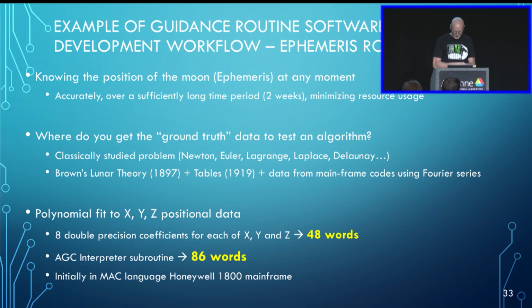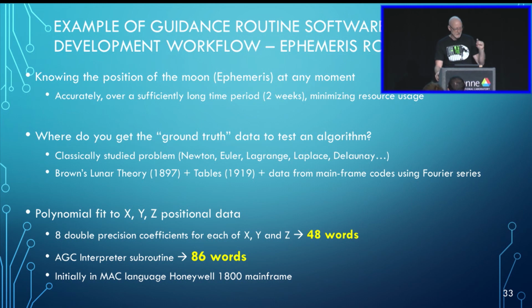I forget Brown's first name. But ultimately, combined with that early classical theory and Fourier series approximations that they could run on mainframe computers, they could get really accurate data for, say, a 2-week period. An Apollo mission lasts about 2 weeks. And then they would basically write a program and validate it against that actual data that was computed on a mainframe.